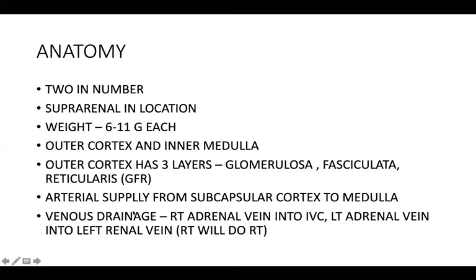Arterial supply is from outside to inside, that is from the subcapsular cortex to the medulla. Venous drainage: right side doing the right thing, right will do the right. So the right adrenal vein drains into the inferior vena cava and the left adrenal vein drains into the left renal vein and then into the inferior vena cava. So that is about the anatomy.